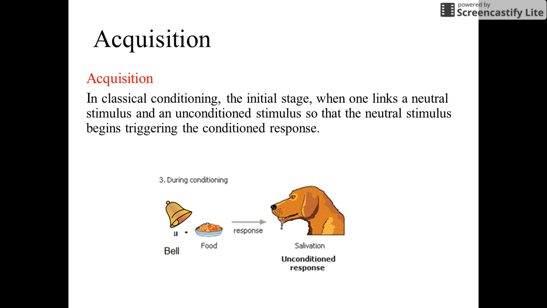So the first one we're going to look at is acquisition. Acquisition in classical conditioning is the initial stage when one links a neutral stimulus with an unconditioned stimulus, so that the neutral stimulus begins to trigger the conditioned response. So this is the first stage, when you're linking the bell and the food together to have it produce that response. Okay, so it's when you're linking the two. In class, it was when we were linking the song with the lemonade.